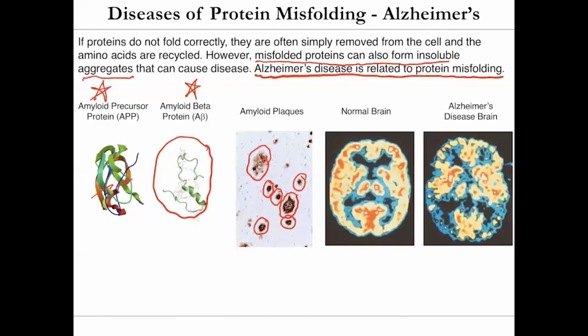Now, what that eventually does is it kills your brain cells to the point where you have a normal brain here and you have a patient with Alzheimer's disease brain there. That's because they're having cell death associated with these misfolded proteins. So misfolded proteins is a very active branch of research and has a lot of medical applications.